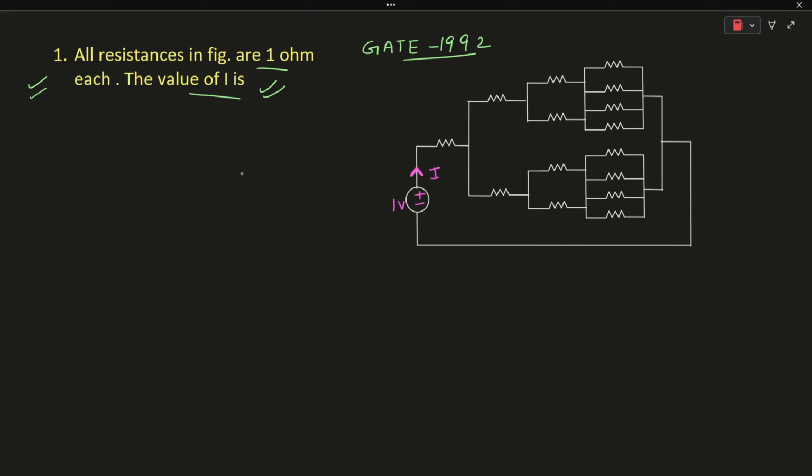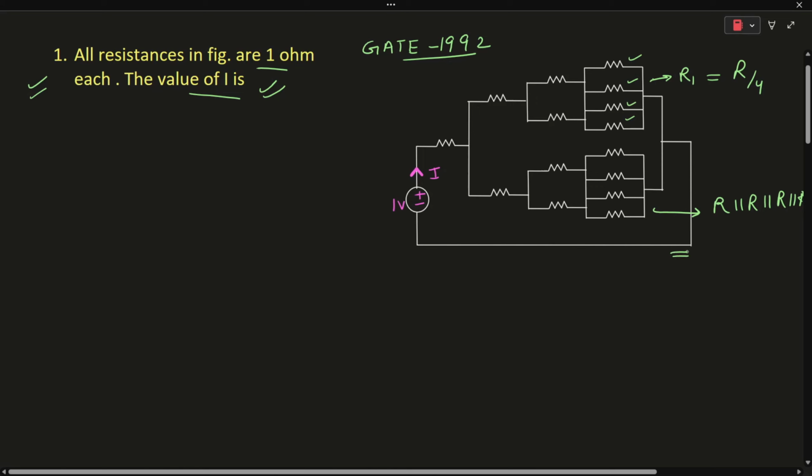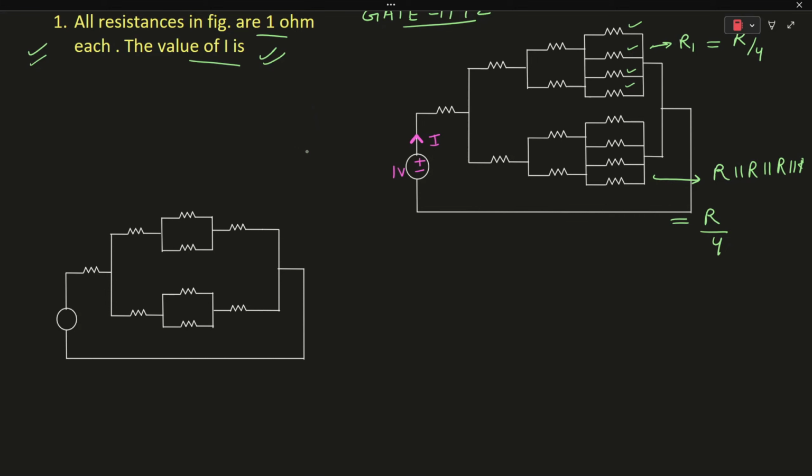Okay, so as you can see, these four resistances are connected with each other in parallel. It means that their equivalent resistance, let's say it is R1, will be equal to the parallel combination of these four resistors, which will be equal to R by 4. Similarly, the value of the equivalent resistance of these four resistors will also be equal to R in parallel with R in parallel with R in parallel with R, which is equal to R by 4. Okay. So now on simplifying the above network, we are getting this.